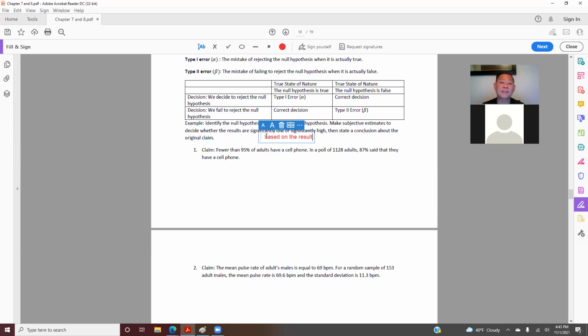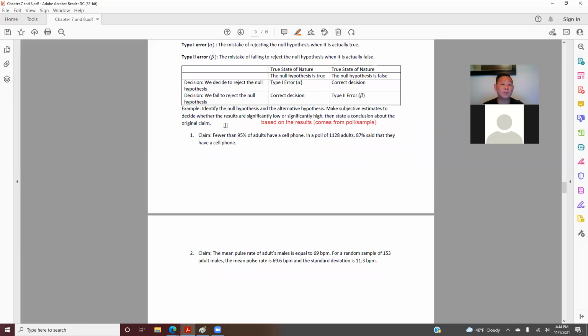Usually the results come from a poll, or from a polling station, or from an experiment, a result from someone who did it. That means it comes from a poll, or in other words, from the sample. If you read the first question, that is the claim. That is very important. This is the claim statement because it has the word claim in it, and then the other part is the results.